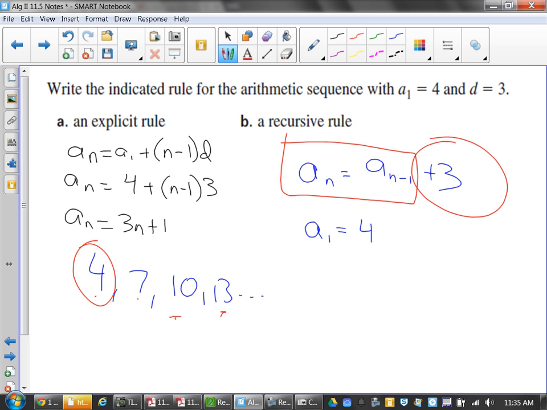The recursive rule is looking at what happened before. Okay? That's what it is.